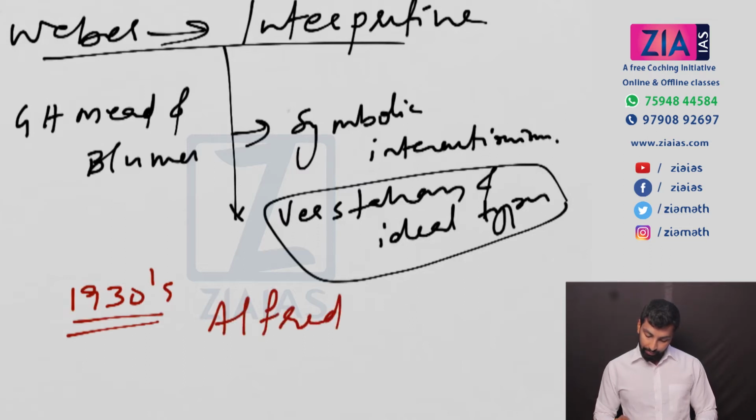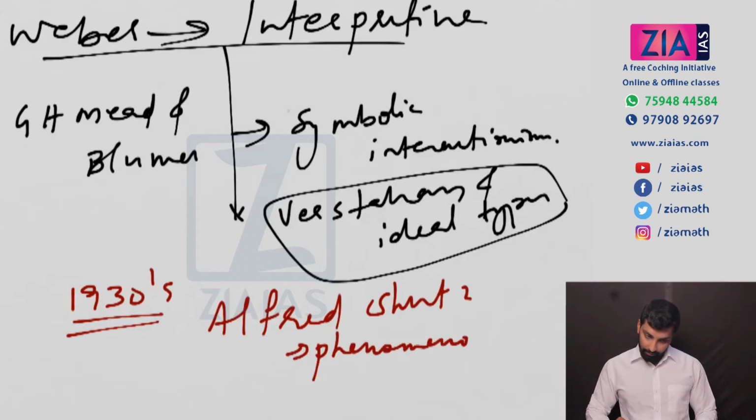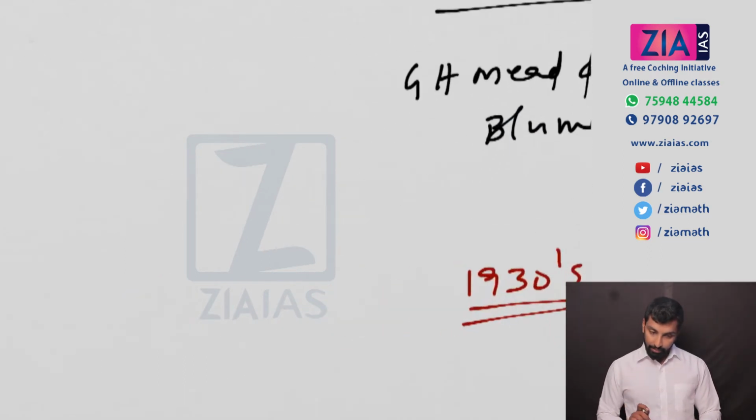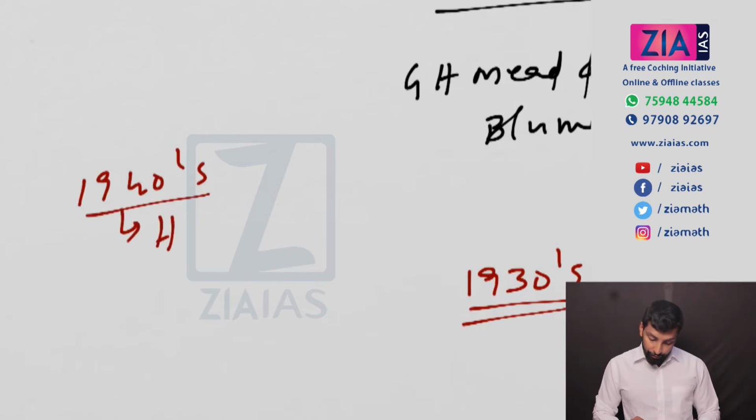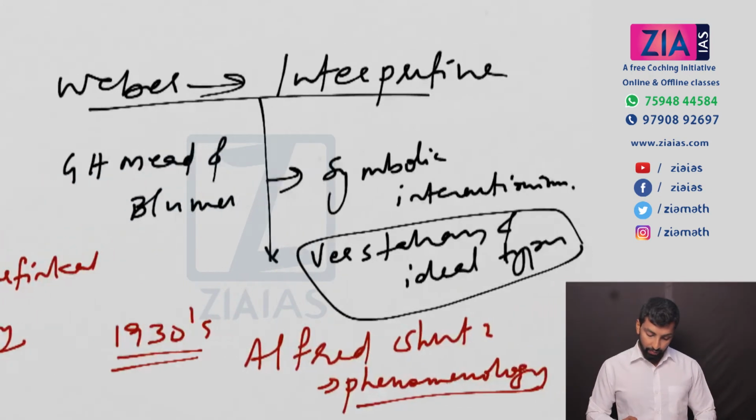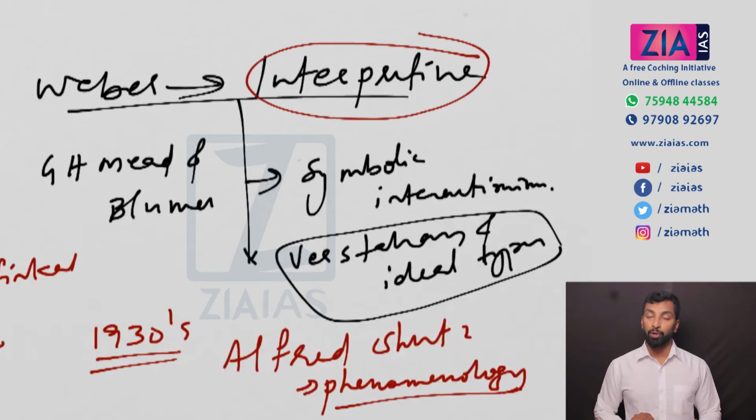Then the pure non-positivist, the first person, in the 1930s, Alfred Schutz, he introduced phenomenology. He is a pioneer of the phenomenological perspective. Then after this, in the 1940s, non-positivism was further enriched with the help of Harold Garfinkel with the idea of ethnomethodology. We will discuss phenomenology and ethnomethodology in detail now itself.